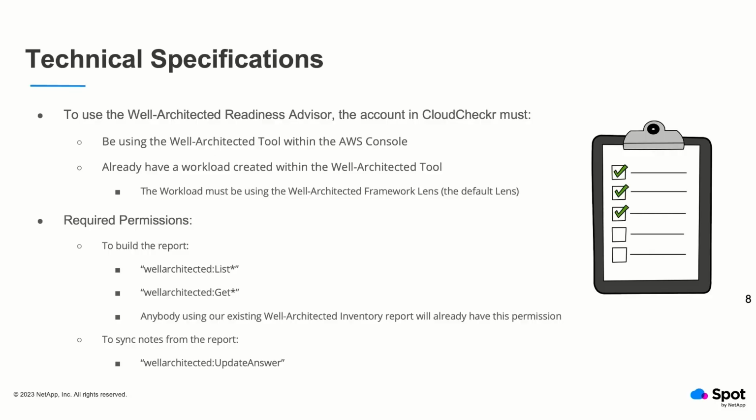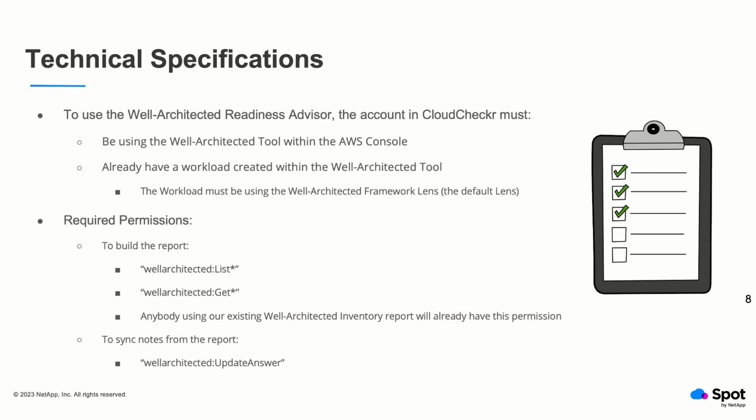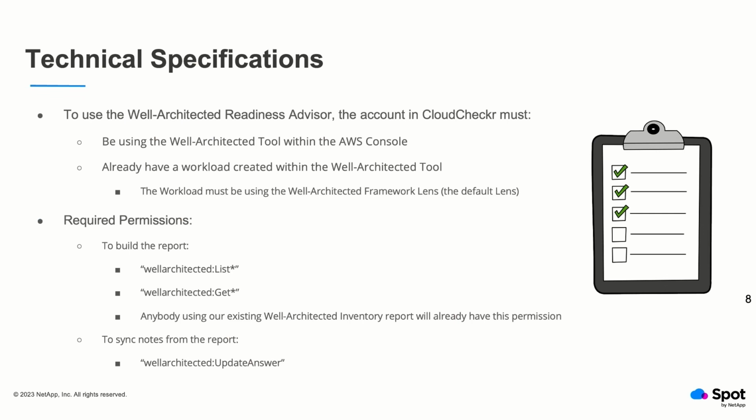So on the technical side of things, as we mentioned, you need to be using the Well-Architected tool within the AWS console. You need to have already created a workload within the Well-Architected tool. And it must be using the Well-Architected framework lens, which is just the default lens. For required permissions, you need the well-architected list and get permissions in the IAM role for CloudCheckr. You can add this to any of the existing roles you have, or you can create a new independent role as long as it's an inline policy. And then to be able to sync the notes from the report, we need the well-architected update answer permission.